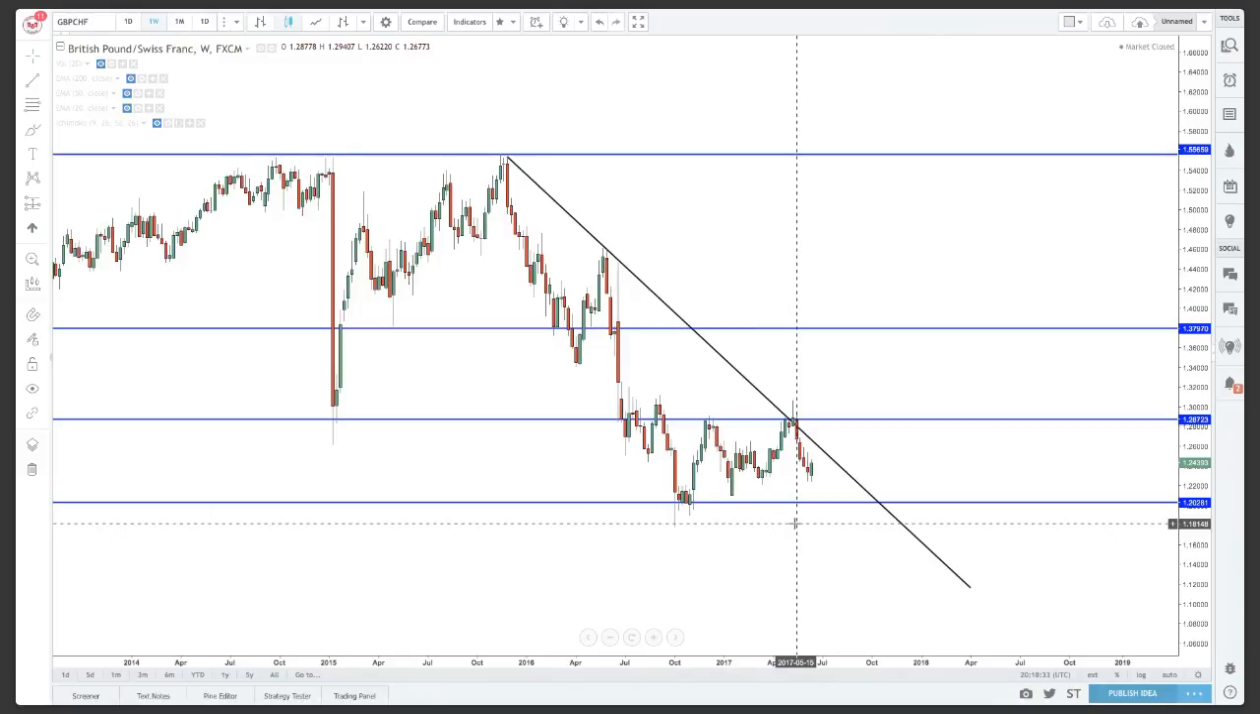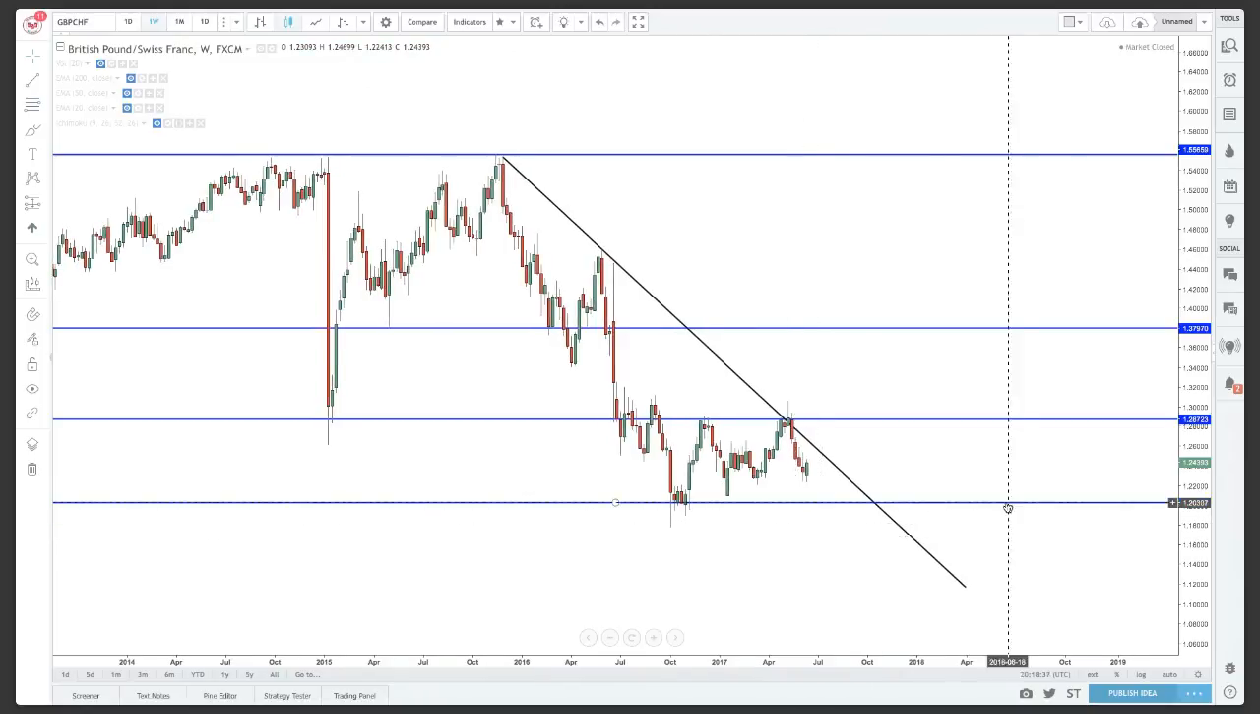Taking a look next, we have any weekly consolidation patterns or potential patterns to form. Not currently at the moment. We don't have any current consolidation patterns on the chart.